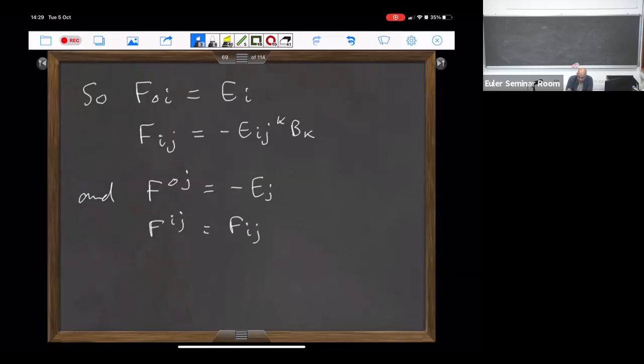And here we can explain why F_0j upper is minus the electric field. It's because we've had to raise one spatial index from lower to upper, and we're using the mostly minus convention for the metric, so we get a minus sign. Whereas for the magnetic field, F_ij, we're raising two indices, so we get two signs and they cancel each other out.